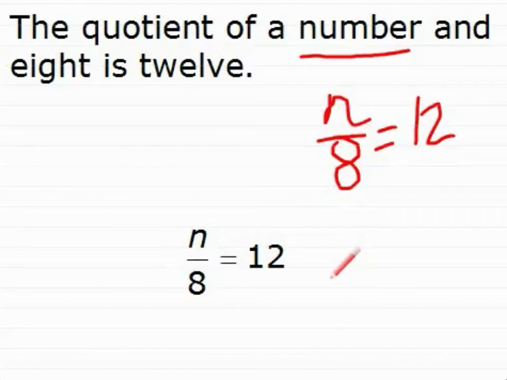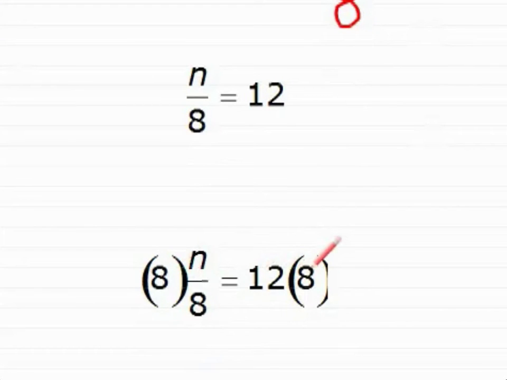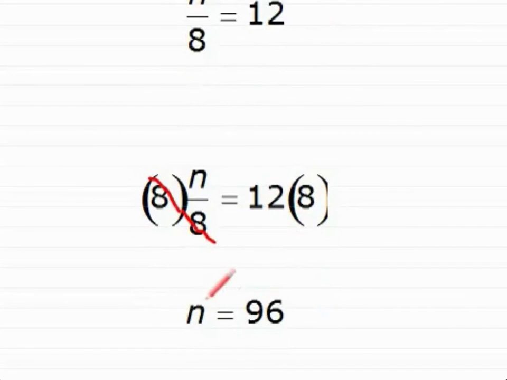We multiply both sides of the equation by the value of our divisor, which is 8 in our example. The 8 over 8 on the left side of the equation are the same as 1 whole, which leaves us with n. The 12 on the right side is also multiplied by 8. This gives us our answer, n equals 96.